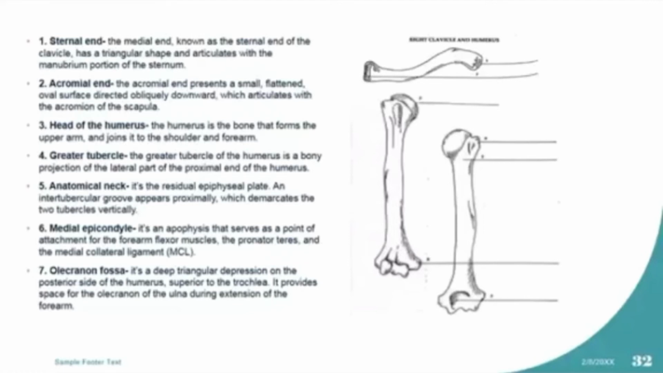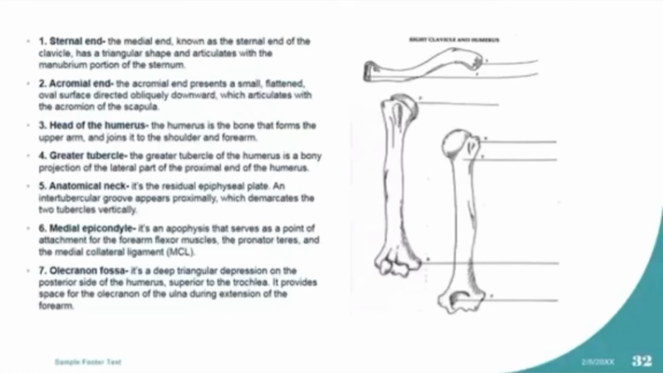An intertubercular groove appears proximally, which demarcates the two tubercles vertically. So number 6 is the medial epicondyle. It is the apophysis that serves as a point of attachment for the forearm flexor muscles, the pronator teres, and the medial collateral ligament, or what you call MCL.